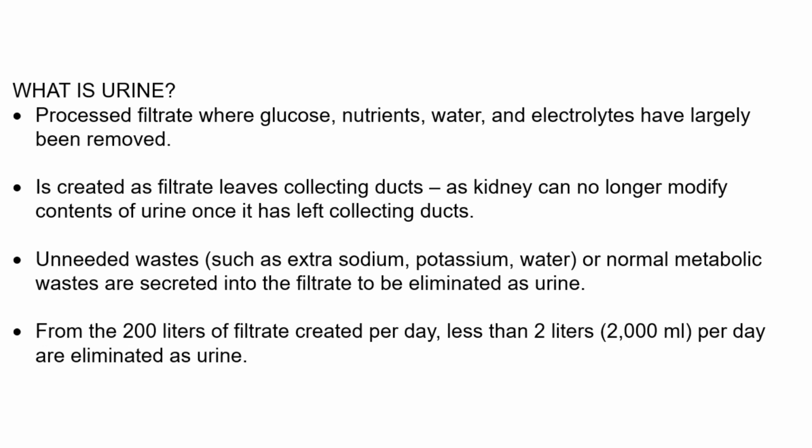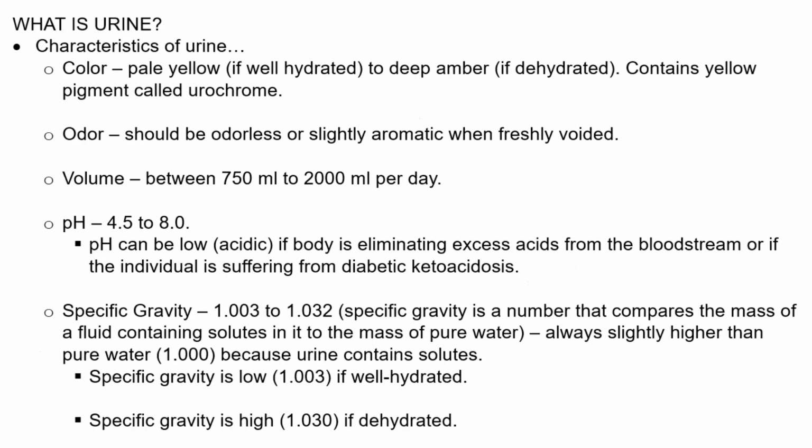Previously, we have seen that the kidneys are capable of producing upwards of 200 liters of filtrate per day. From that filtrate, the kidney very efficiently creates less than 2 liters, which is 2,000 milliliters, of urine per day to be eliminated. The basic characteristics of urine are as follows. It should be a pale yellow color if well hydrated, or a deep yellow or amber color if dehydrated. Normal urine contains a yellow pigment called urochrome, which is a byproduct of the breakdown of hemoglobin proteins.